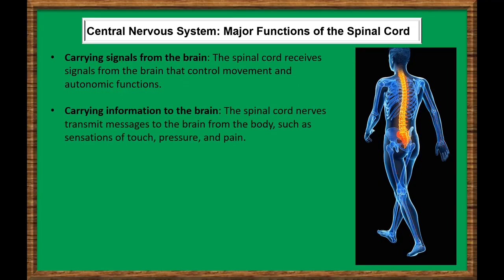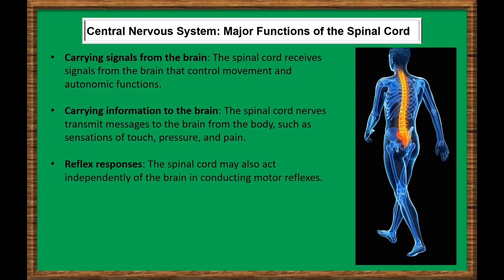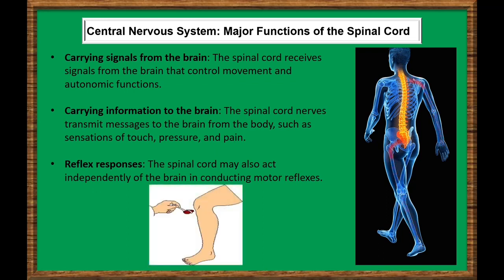The spinal cord nerves also transmit messages to the brain from the body, such as sensations of touch, pressure, and pain. One unique function of the spinal cord is the reflex responses. The spinal cord may also act independently of the brain in conducting motor reflexes. One example is the patellar reflex, which causes a person's knee to involuntarily jerk when tapped in a certain spot. These functions of the spinal cord transmit the nerve impulses for movement, sensation, pressure, temperature, pain, and more.